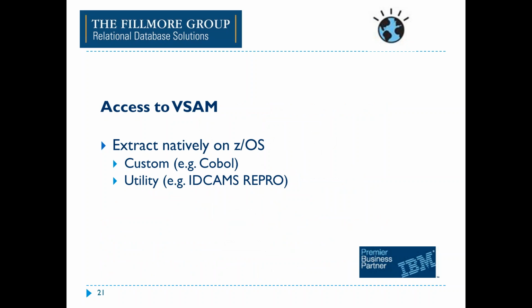Now, how do I get access to VSAM data? Typically, I would extract it natively on z/OS. I would write a program. I would write a COBOL program that would read the VSAM file and export it to a sequential or a flat file. I could also use the IDCAMS access method services REPRO command. IDCAMS is a utility, and I would use that utility to create a flat file and FTP it off. And again, people have been doing that for decades, and it's a very common method, but it is time-consuming, expensive, and error-prone.